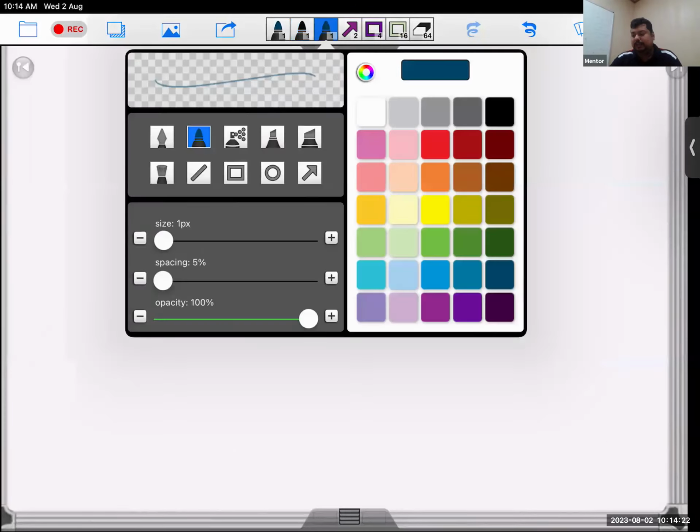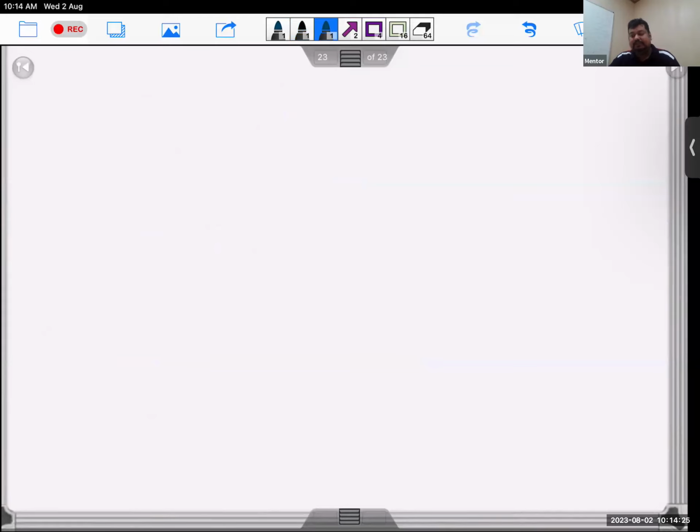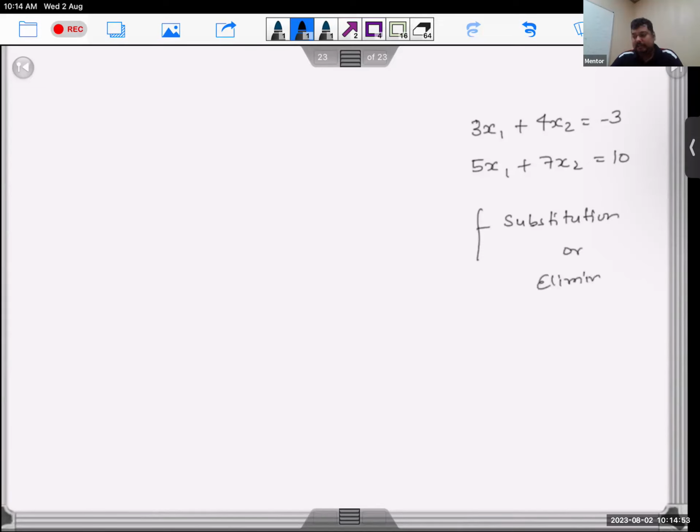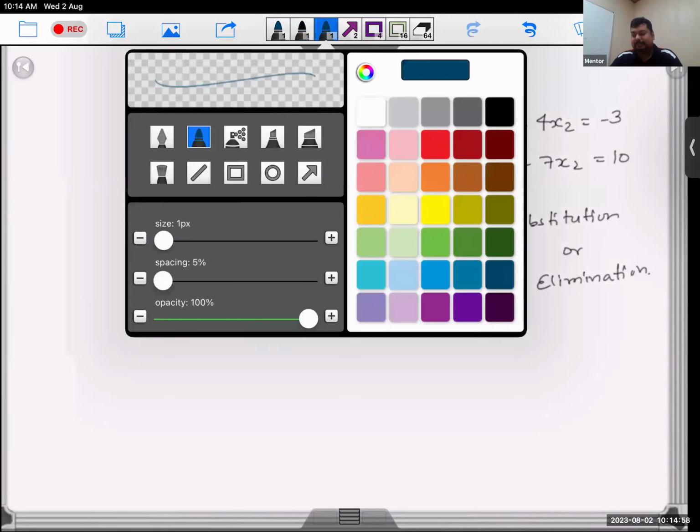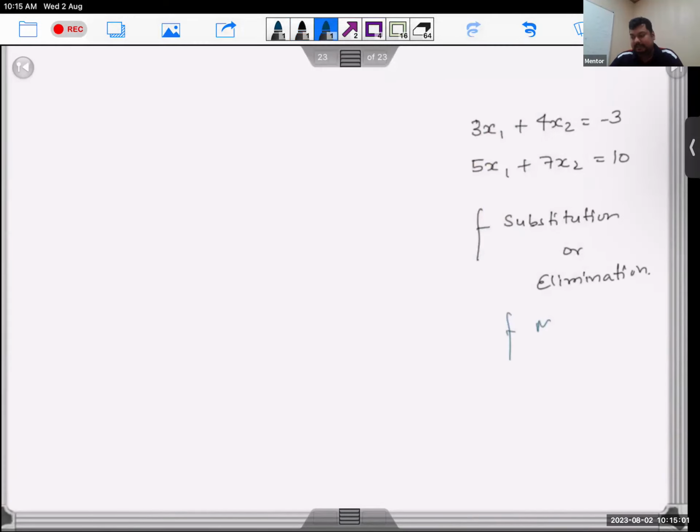So if somebody gives you two linear equations, how do you solve it? I'll give you an example. Let's say these are two linear equations. Say 3x1 plus 4x2 is equal to minus 3, and the next equation is 5x1 plus 7x2, maybe say this is equal to 10. How do you solve it? Elimination method, substitution. You can use any of the methods, right? Matrices also. You can use Cramer's rule. There are many methods that you can use to solve it, or the matrix based methods.